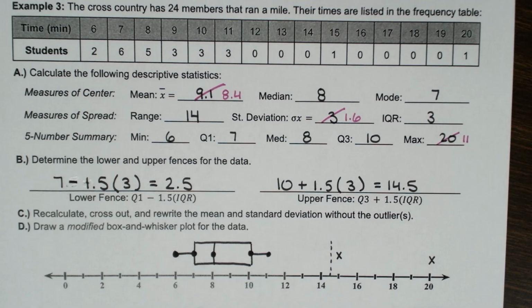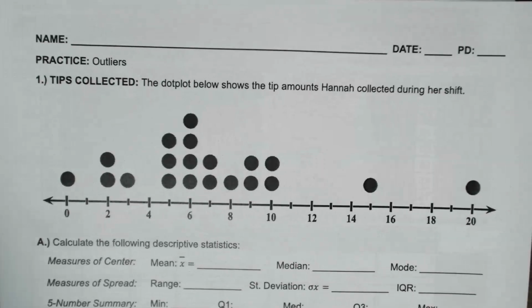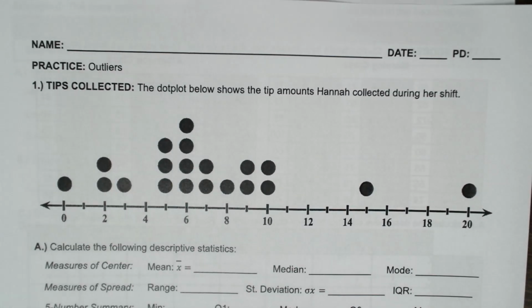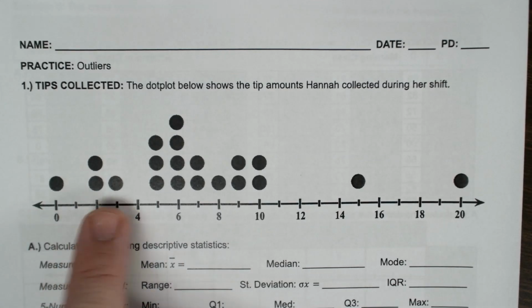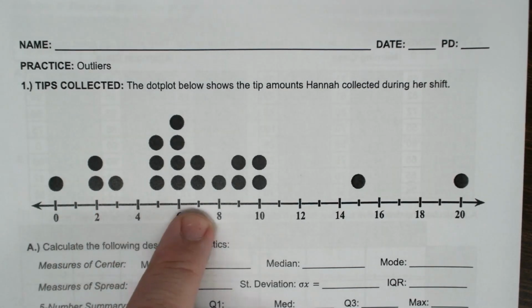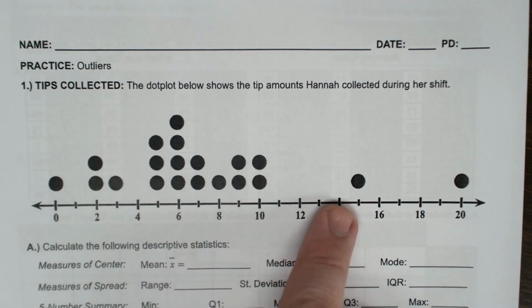Got some practice for you. I'll turn you loose here in just a second, but I do want to get you started. Okay, on the front, you just have one set of data. It's a dot plot, so remember to type these in. You're going to type in 0, 2, 2, 3, 5, 5, 5, 6, 6, 6, 6, 7, 7, 8, 9, 9, 10, 10, 15, 20.